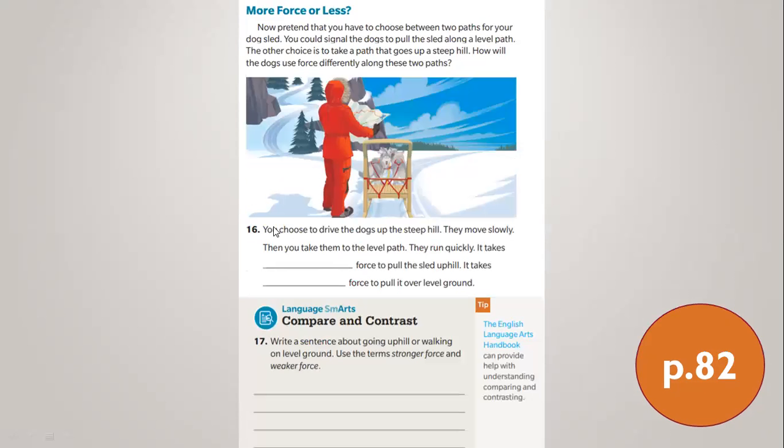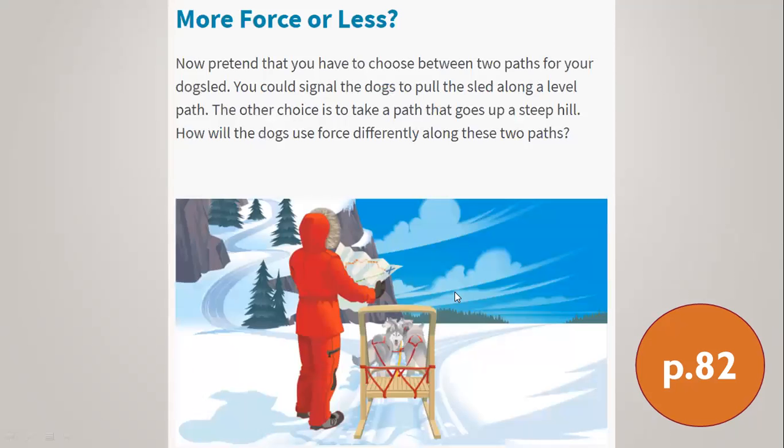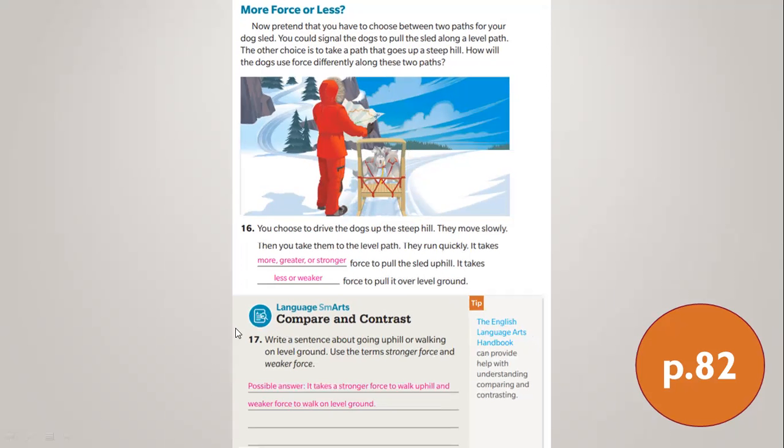Here is about the dog sled. We are going to choose to drive the dog sled up the steep hill. They move slowly. Then you take them to the level path. They run quickly. When they run quickly, does it take strong or weak force to pull the sled up the hill? Strong, excellent. And how is the force to pull it over level ground, to a lower level? Weaker force. More, greater, or stronger, and this less or weaker.